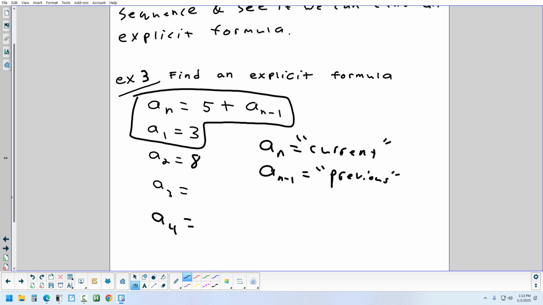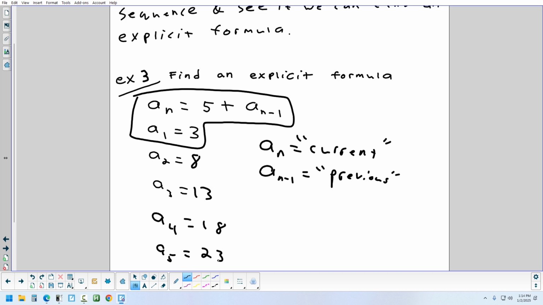11, 12. So the rule is to add 5 to the one that came before it. 13. And the fourth term? 18. 18? Let's do that. How about the fifth term? 23. 23. Okay. So now if I said, what's the 100th term?